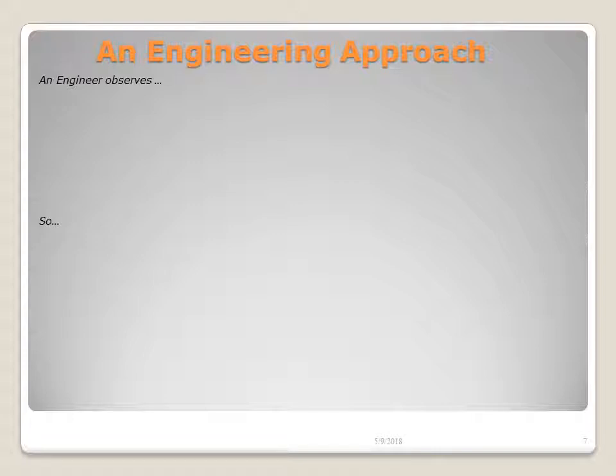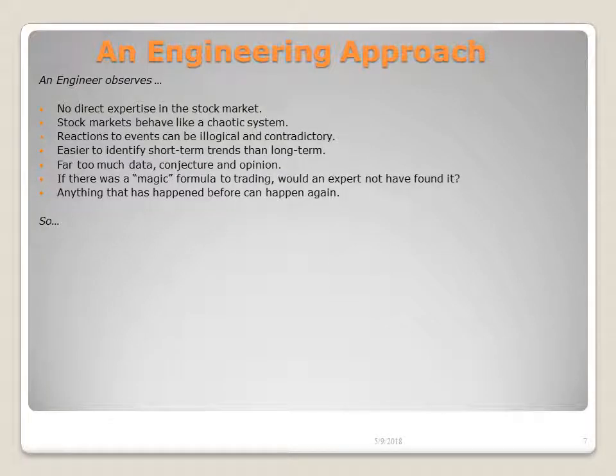SMTP takes an entirely different approach to stock market trading. An engineer observes. He or she does not have direct expertise in the stock market. Stock markets behave like a chaotic system; we need to find order. Reactions to events can be illogical and contradictory. It is easier to identify short-term trends than long-term.